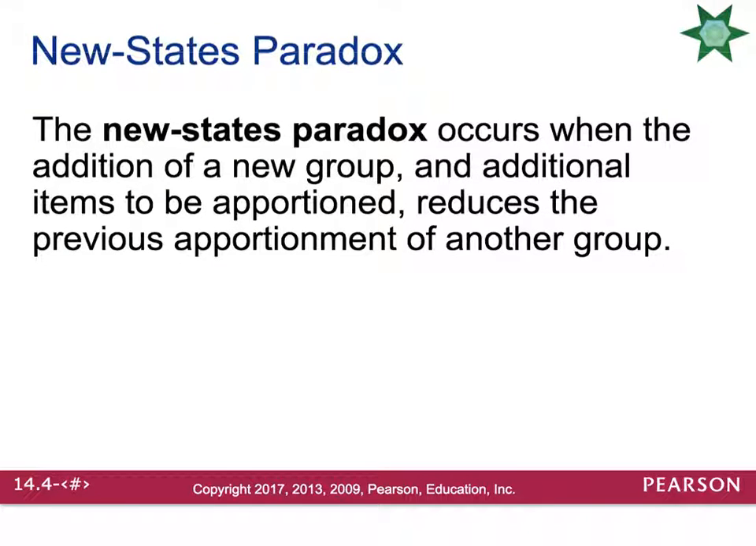The last paradox is the new states paradox. This occurs when the addition of a new group and additional items to be proportioned reduces the previous apportionment of another group. So this happened in 1907, when Oklahoma was added as a state. When a new state is added, new seats must be added to the legislature, so you have to determine the number of new seats to add.